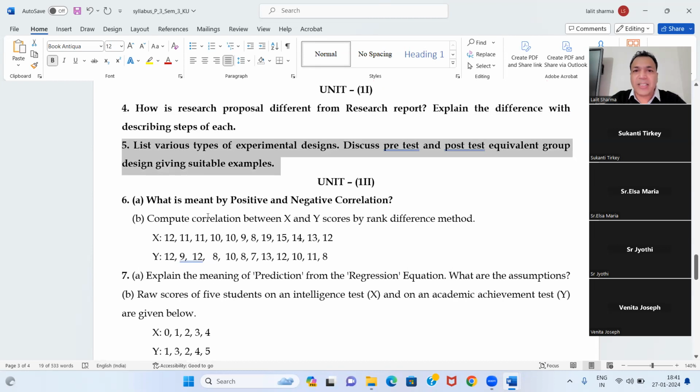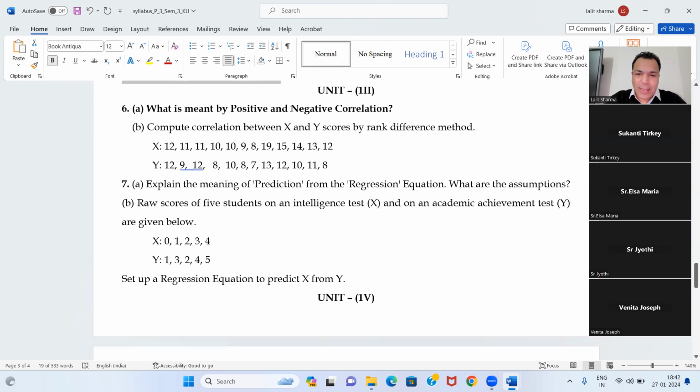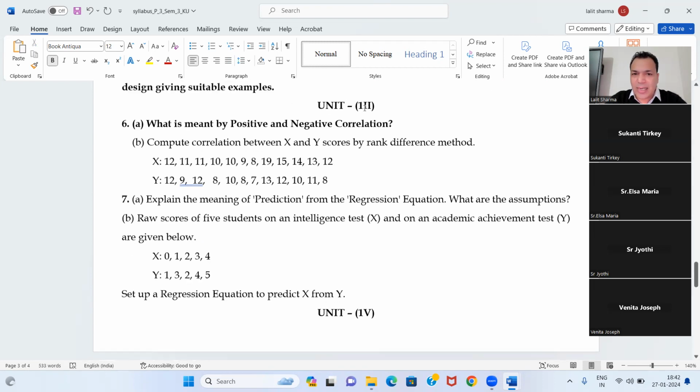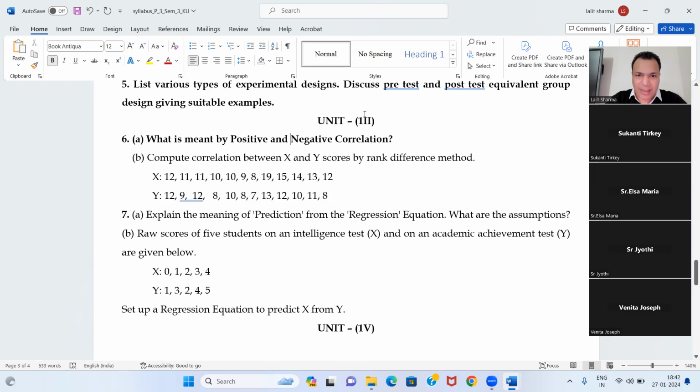List various types of experimental design, discuss pre-test, post-test, equivalent group design, giving suitable example, right? अब unit 3 में you can see that now the statistics part has started, and I have already told you under this part 50% theory would come, 50% practical would come. तो ये this is a very easy question has come, practical questions. What is meant by correlations? Define the positive and negative correlation. Very much easy, okay.